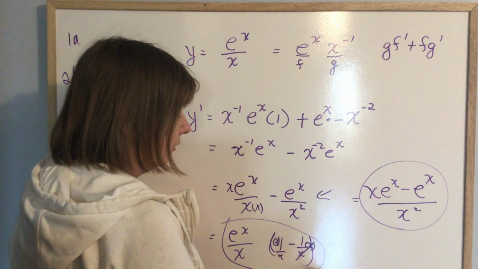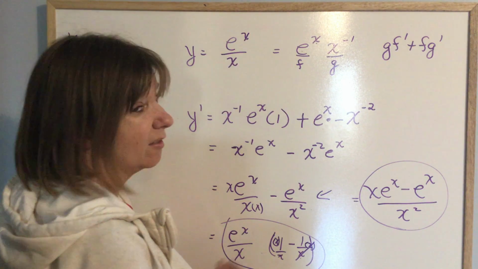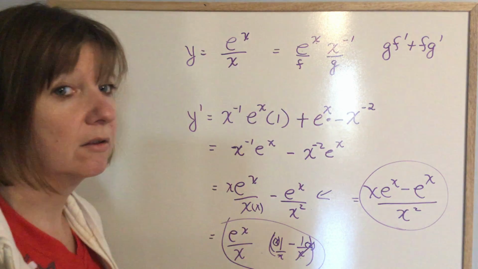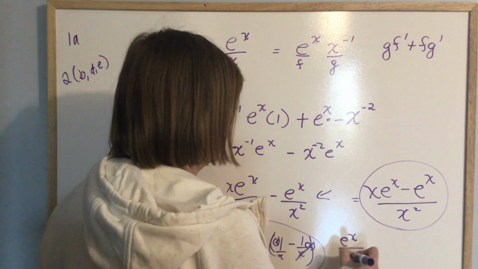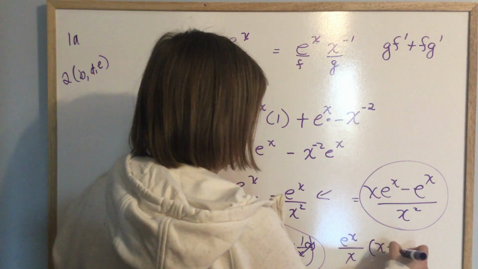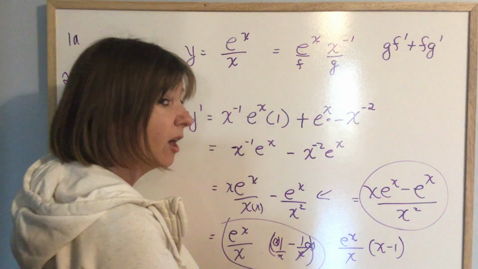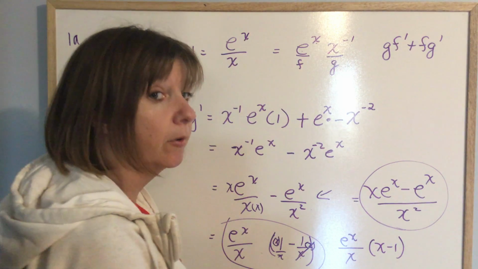So this would cancel, and they end up with x minus 1. That's all they really did. They didn't do anything super fancy. So they have e to the x over x times x minus 1. But if you're not okay with that, then don't do that. I'm all right with that.